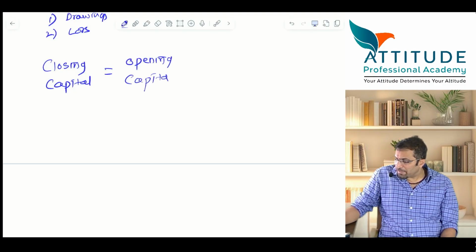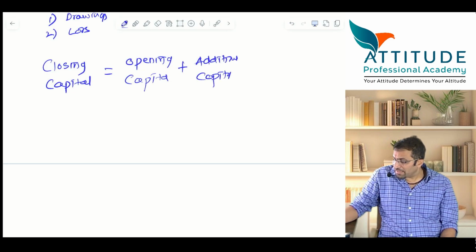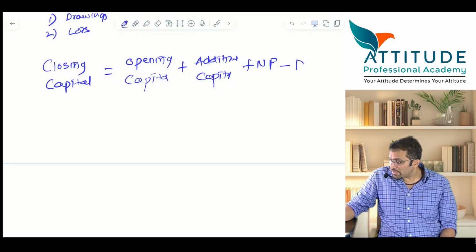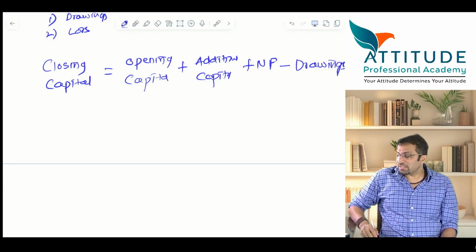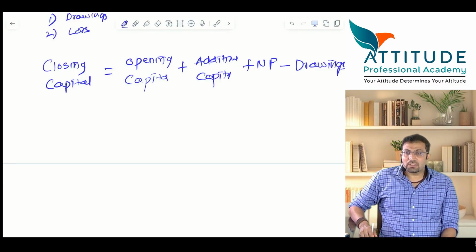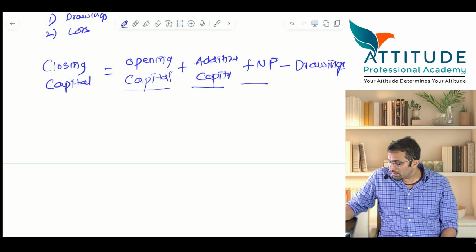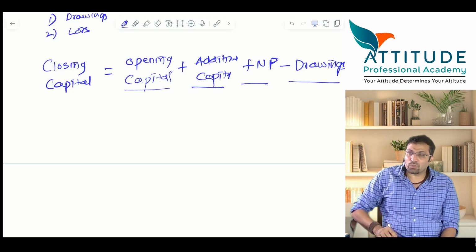Now tell me, opening capital plus additional capital plus net profit minus drawings. All of you got the equation? Please take down this equation. Closing capital is equal to opening capital, add additional capital, add net profit, minus drawings. That will give you closing capital.